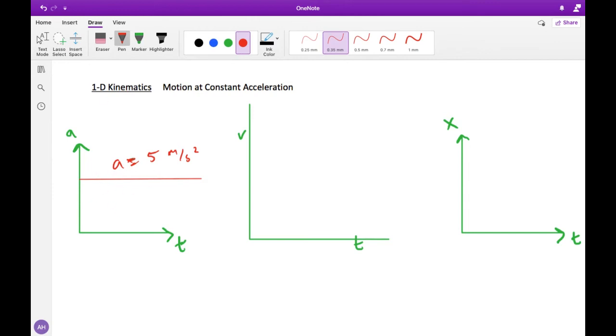And of course, the acceleration doesn't have to be positive. It can also be negative, so it can also show up below the axis down here. And you could also have a negative constant acceleration.